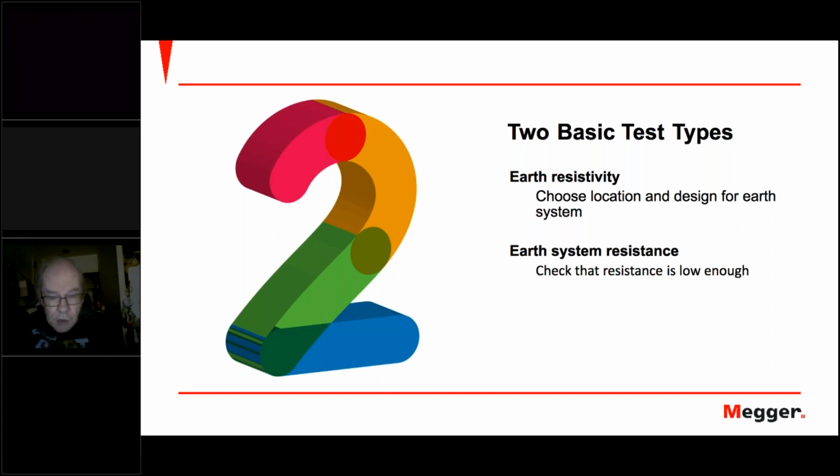Now, resistance, on the other hand, pertains to a human installation that is placed in the ground to ground the electrical system. So this would be a grounding electrode. How do you test that? How do you know how good it is? That's a resistance test.